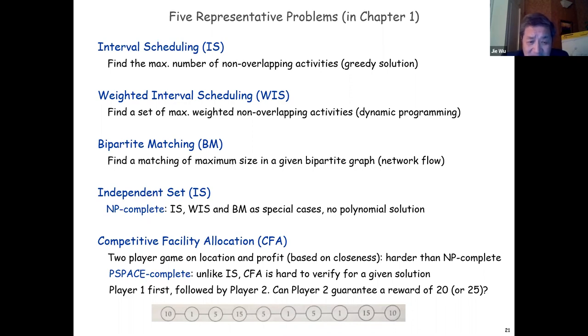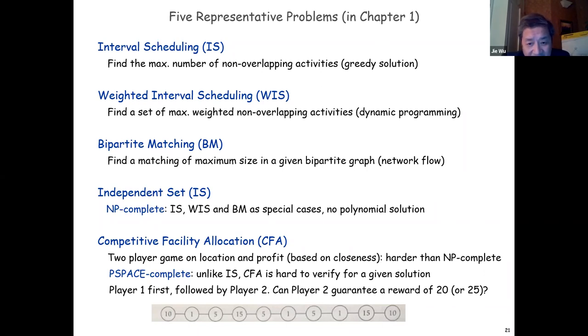Independent set itself is NP hard, NP complete. There's no good solution, okay? But for the special case, you have an optimal solution, like interval scheduling, a greedy solution. Weighted interval scheduling also has a solution, but a little bit more complex, called dynamic programming. For bipartite matching, there's network flow, a little bit more complex, but still solvable.